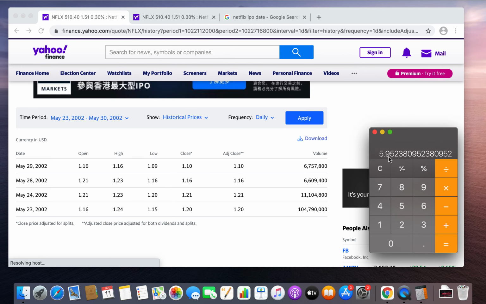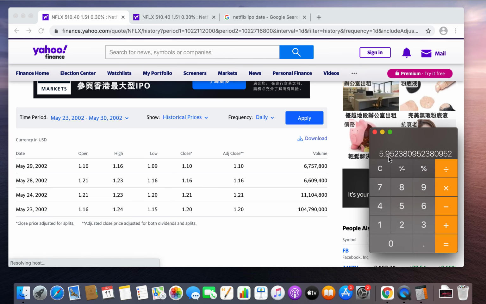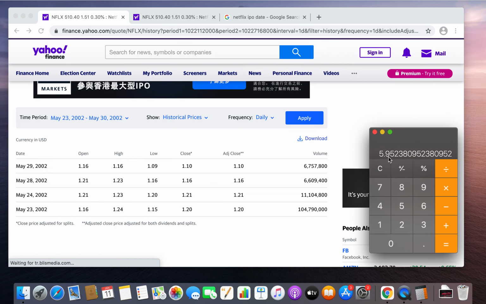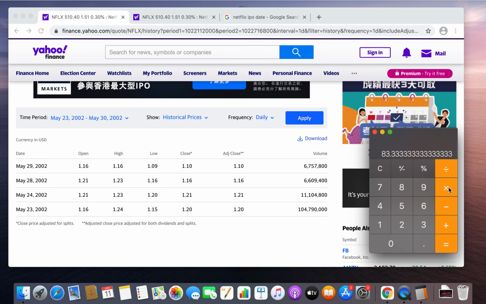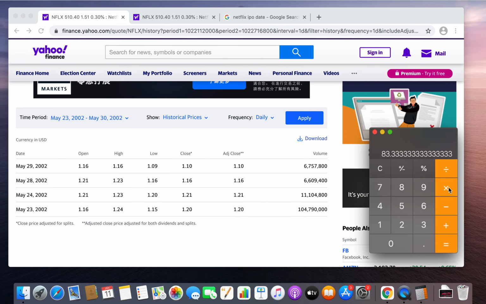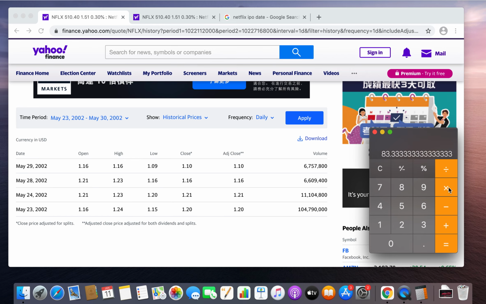Now, the next thing you have to do is to work out how many shares this 5.95 shares would have turned into today. So we already said that there were two stock splits. There was a 2-for-1 and a 7-for-1. So you take the 5.95 shares and then you multiply by 14. And so you get 83.33 shares. So that's how many shares you would have today.